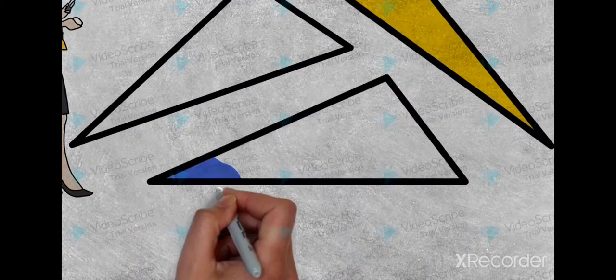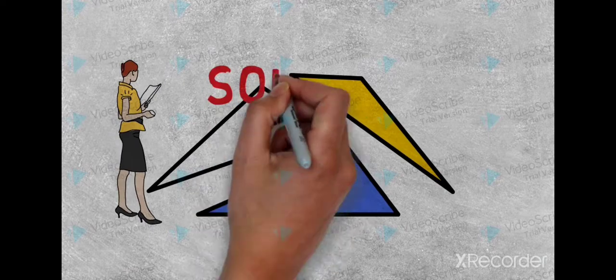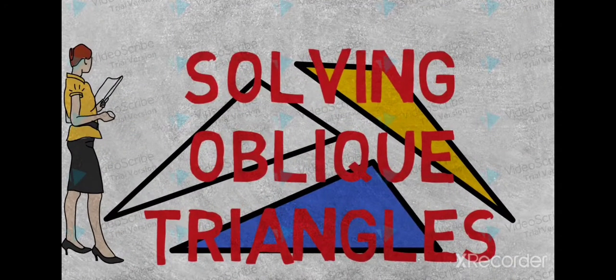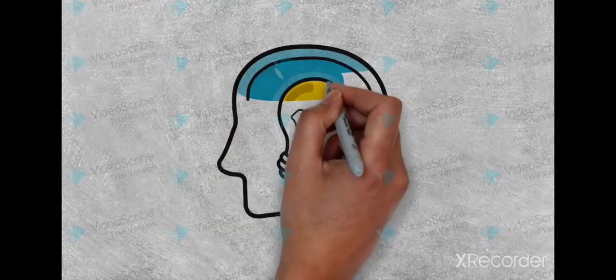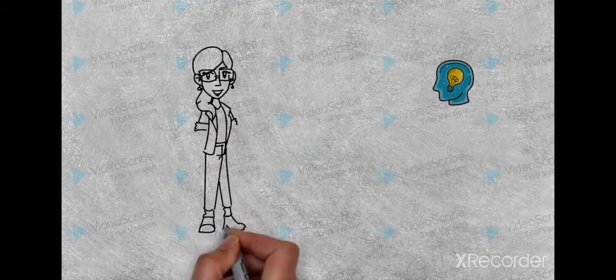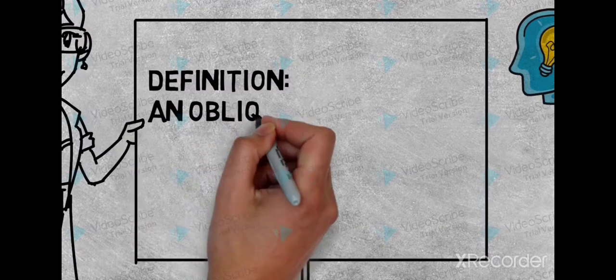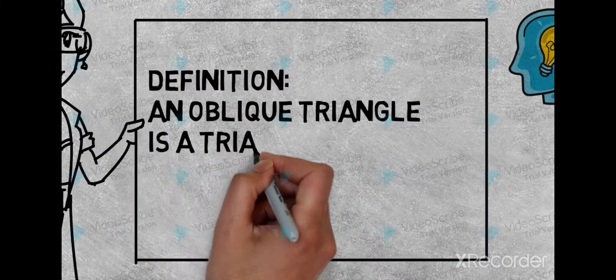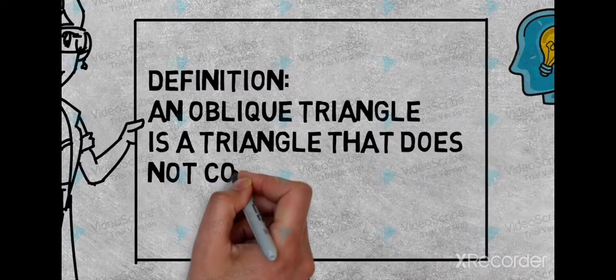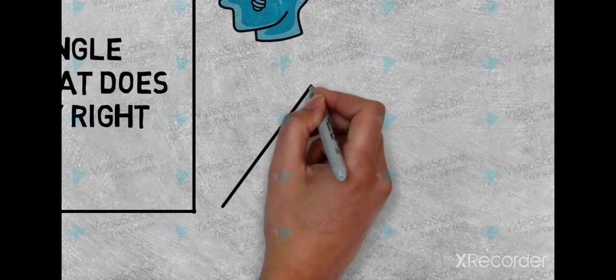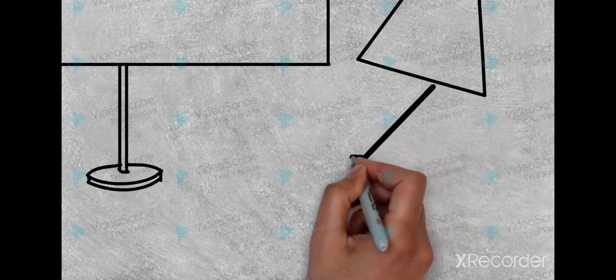In this video presentation, I will be showing you how to solve an oblique triangle. But before that, let us go back to the definition of an oblique triangle. So what is an oblique triangle? According to the definition, an oblique triangle is a triangle that does not contain any right angle. Therefore, it could be an acute triangle or an obtuse triangle.